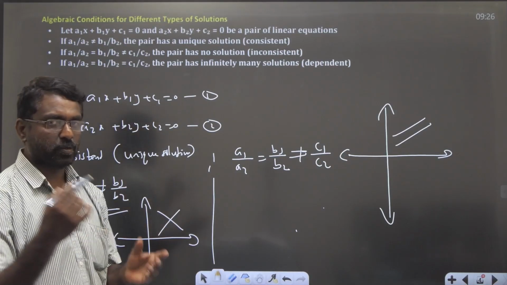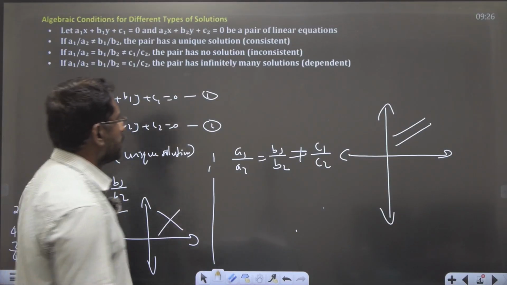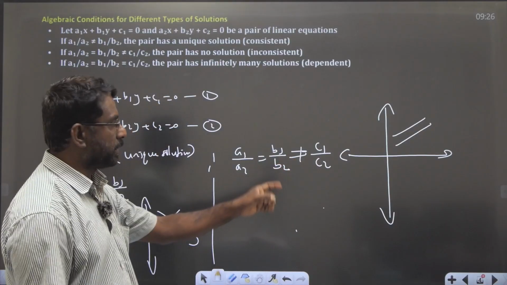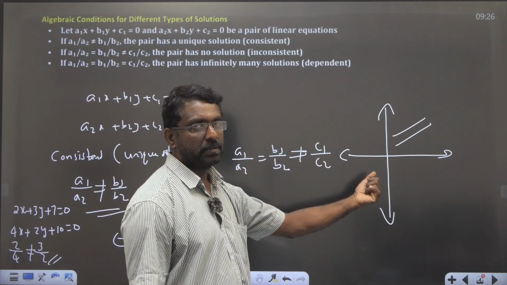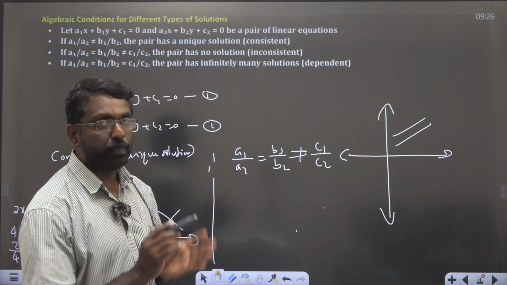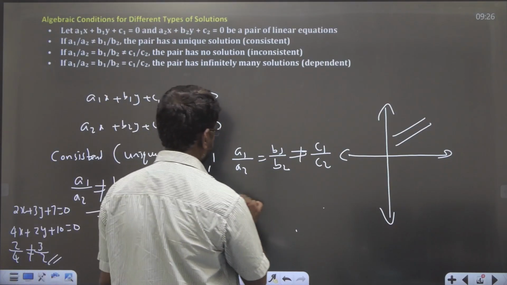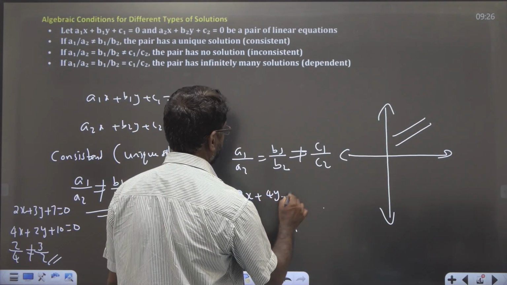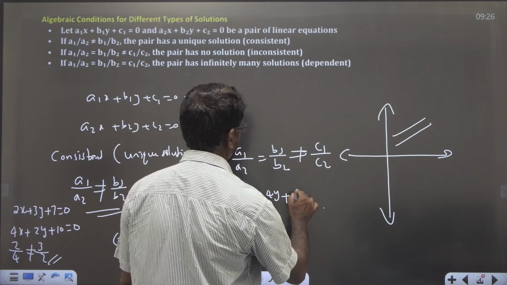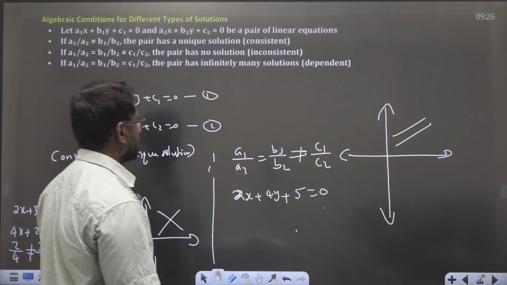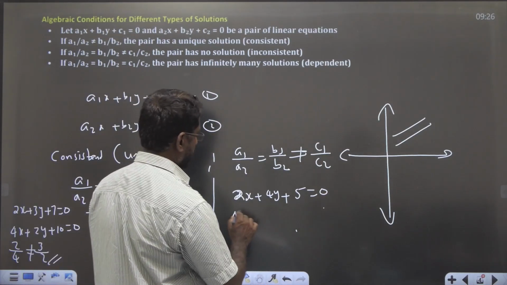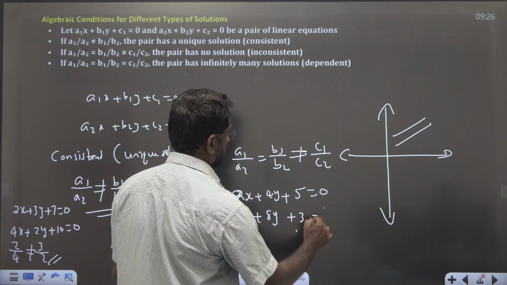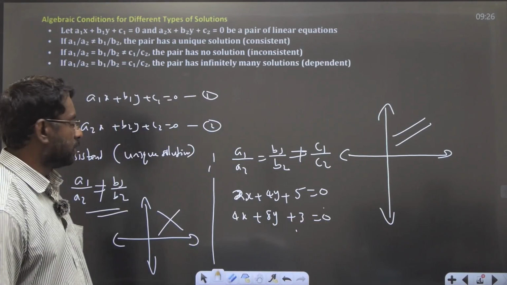Later we will discuss this using graphs. And a1 by a2 equal to b1 by b2 but not equal to c1 by c2, then the system is a system of parallel lines. For example, 2x plus 4y plus 5 equal to 0, and 4x plus 8y plus 3 equal to 0.